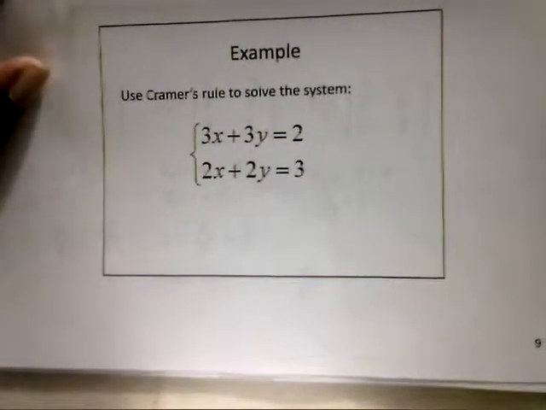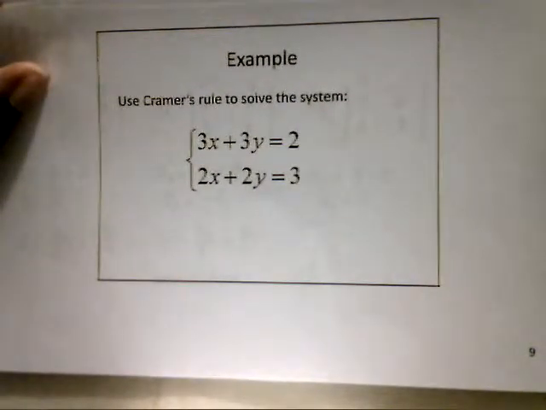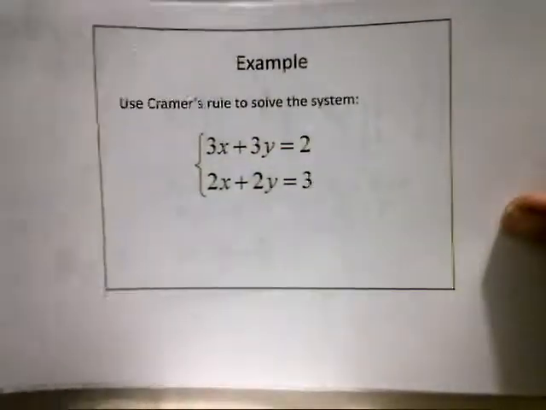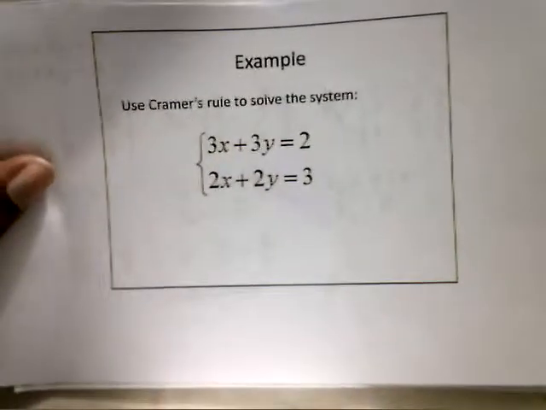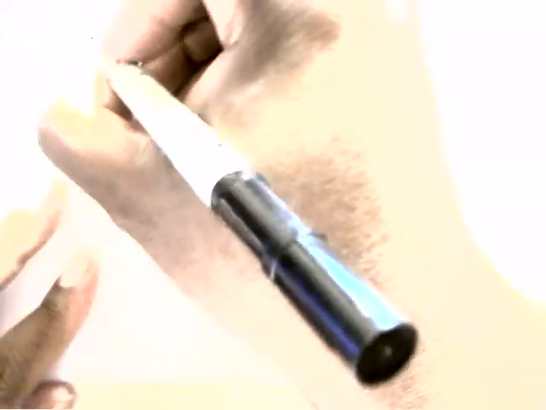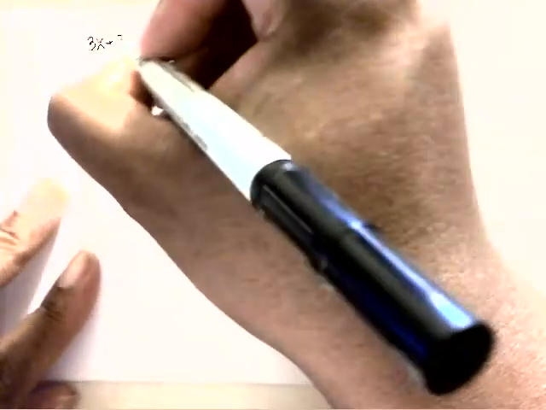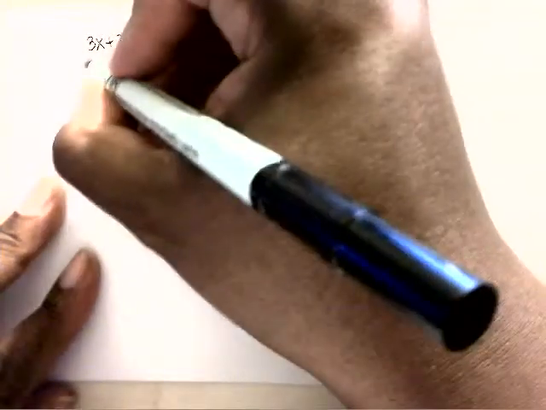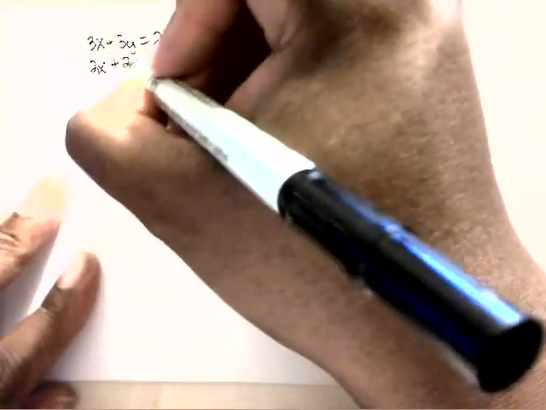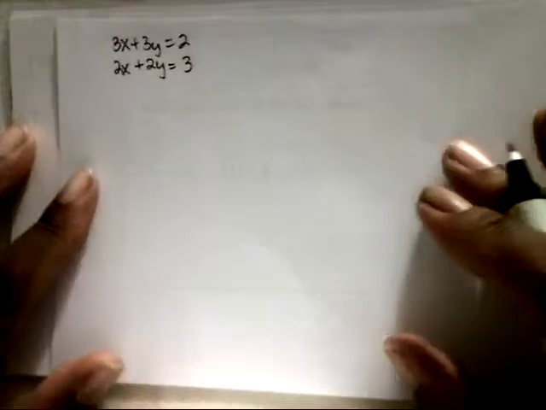Let's say we want to use Cramer's rule to solve this system. We've got 3x plus 3y is equal to 2, and 2x plus 2y is equal to 3. So let's look at this one. 3x plus 3y is equal to 2. 2x plus 2y is equal to 3. That's our system of equations that we want to solve using Cramer's rule.